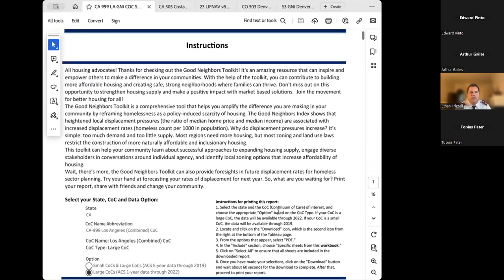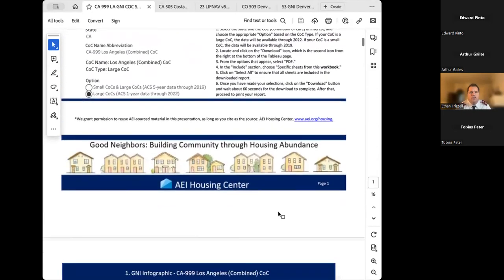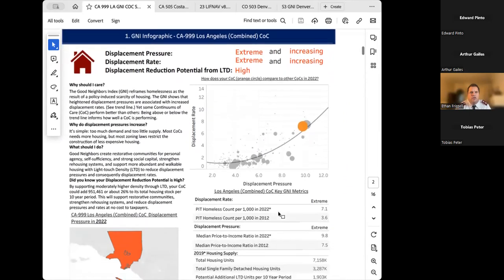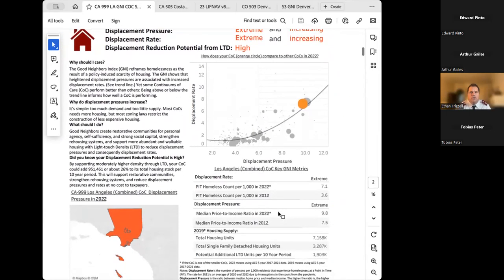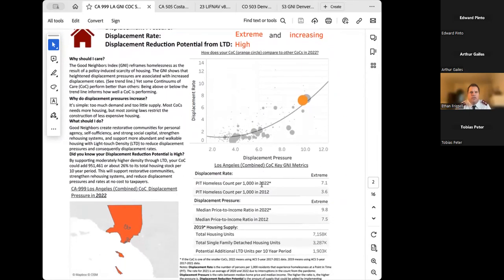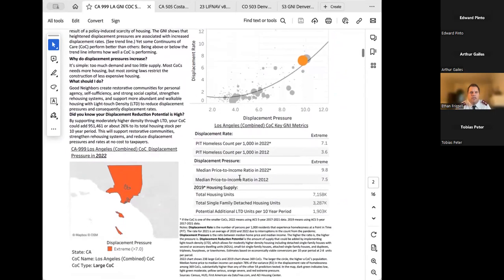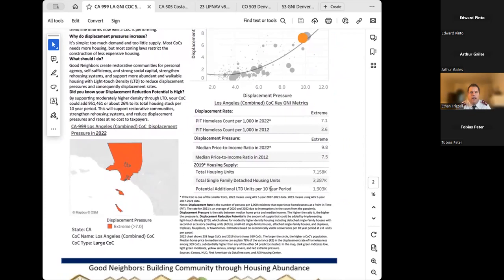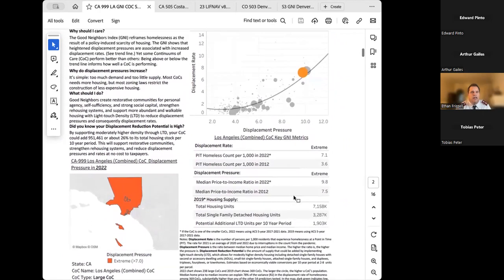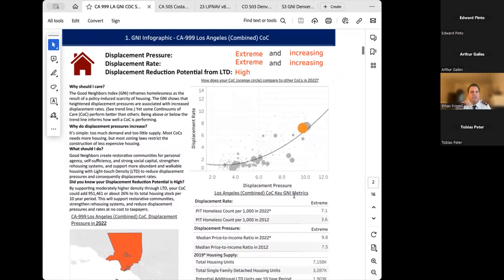And then you end up with a report that looks like this. So here's Los Angeles. You would recognize that first page. Here's a summary report, which shows their point in time information for 2022, 2021, median price to income ratio from 2012 to 2022, total housing units, detached housing units, and potential additional light touch density units per 10-year period. You saw how that was calculated. So this is the summary page.